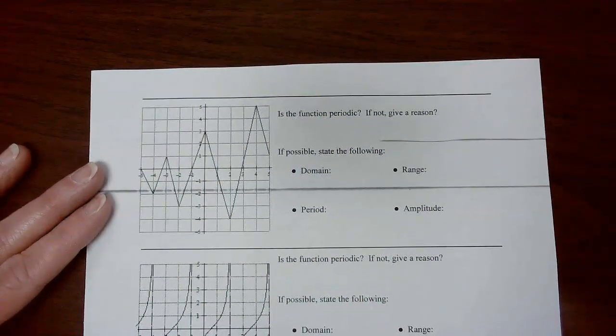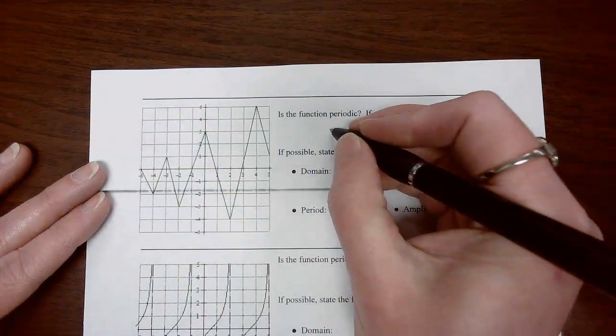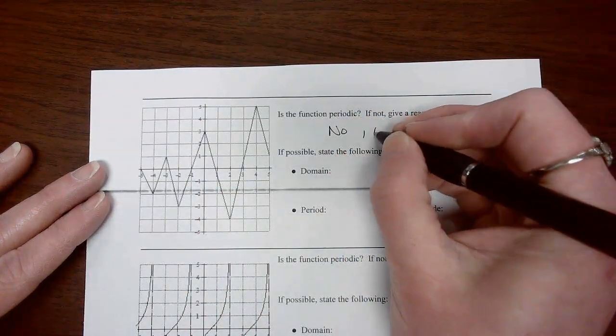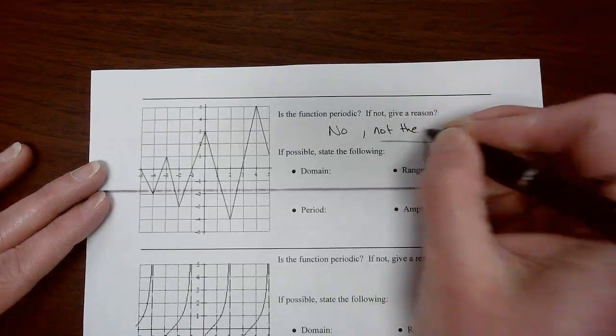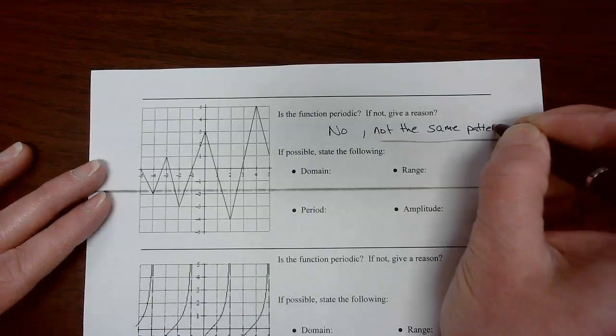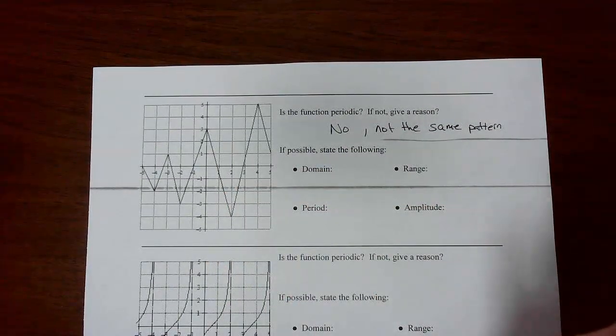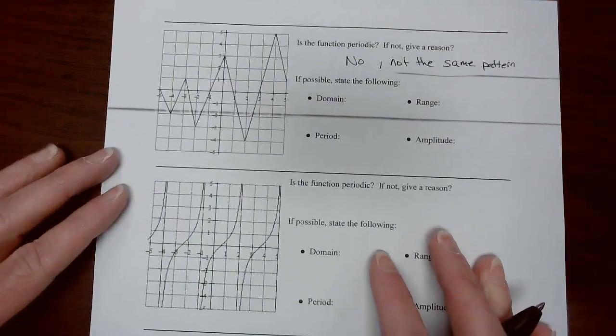Is this one periodic? No, because it's getting bigger. No, not the same pattern. So it'd be really hard to fill in everything else. I could fill in the domain, but if it's just going to keep getting bigger, I don't know what the range is going to be.